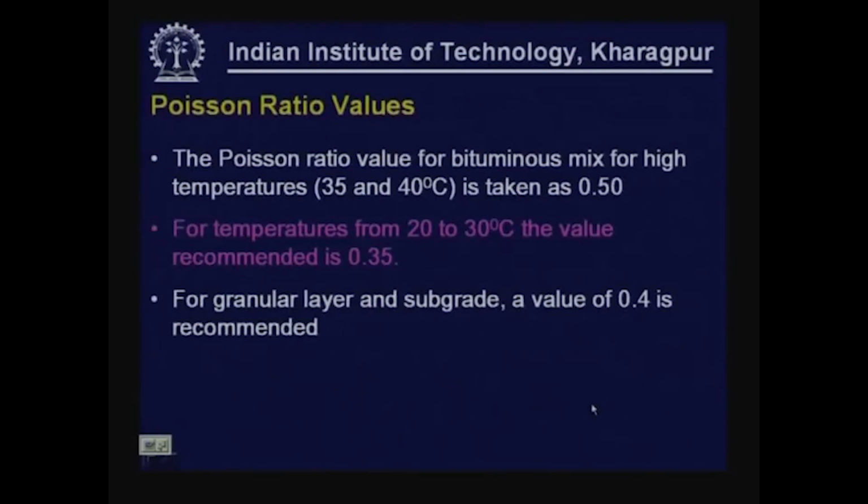Poisson ratio values are the other important inputs that we require for analyzing the pavement system using linear elastic layer theory. The Poisson ratio value for bituminous mix for high temperatures such as 35 and 40 degree centigrade is taken as 0.5. For temperatures from 20 to 30 degree centigrade, the value recommended is 0.35. For granular layer and subgrade, a value of 0.4 is recommended.